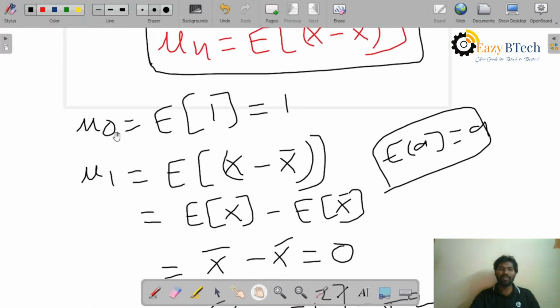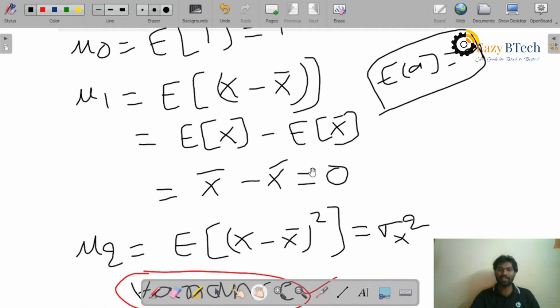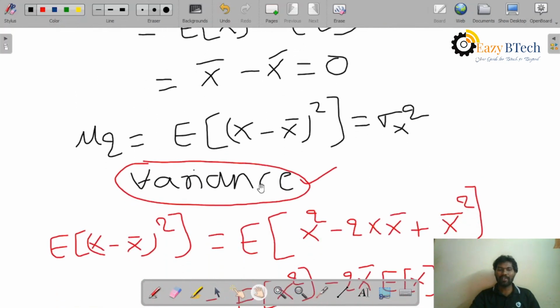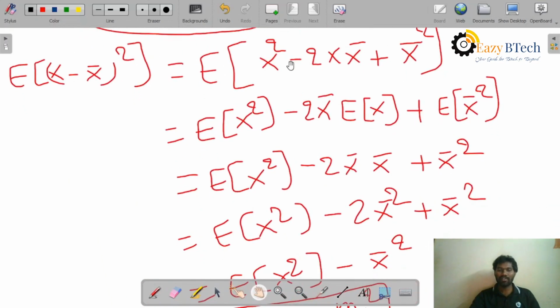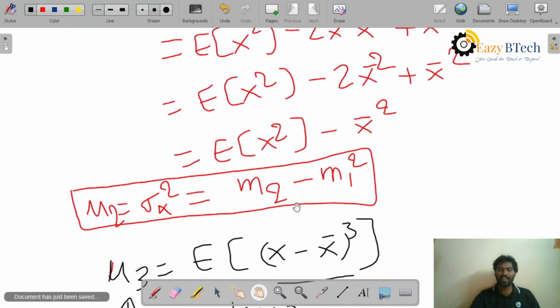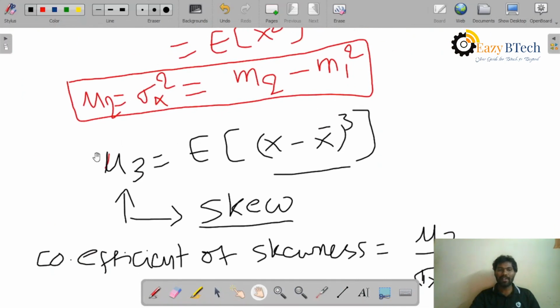If you apply n equal to 0, mu naught is equal to 1. Similarly, mu 1 is equal to 0. And mu 2 is called the variance, also represented by sigma x square. After calculation, the variance is equal to m2 minus m1 whole square. Finally, the third order central moment mu 3 is equal to expectation of x minus x bar whole cube. This is also called skew. Finally, the last one is the coefficient of skewness, which is equal to mu 3 by sigma x cube.